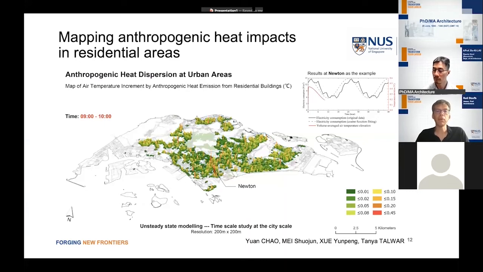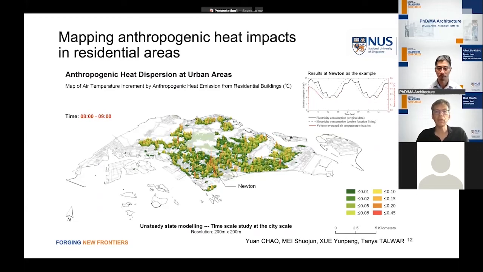So one of the things that is important is to know where this building is located. I mean, in general, you'd use a weather file for a particular area. And the Singapore weather file is related to a weather station at Changi Airport. But here, and this is a study from Yuan Shao's group, he looked at mapping the anthropogenic heat impacts in residential areas, which is basically the urban heat island phenomenon. And you can see that there are some areas where the temperature is much higher than in other areas. I mean, much higher. It can be up to half a degree or more. And this, of course, plays an important role.